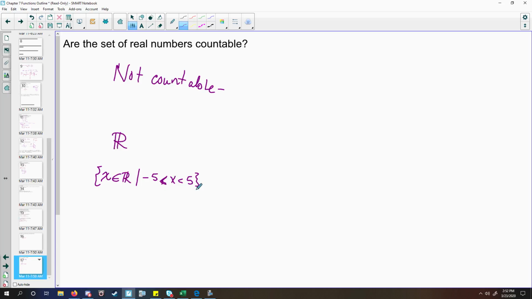You could pick any values here, right? You could even say from -0.5 to +0.5 or -1 to +1. You could even say just from 0 to 1. Any of those would still yield uncountably infinite results. And the reason I would say that, and the way that you would show why the real numbers are not countable, is there's no way to come up with a pattern.